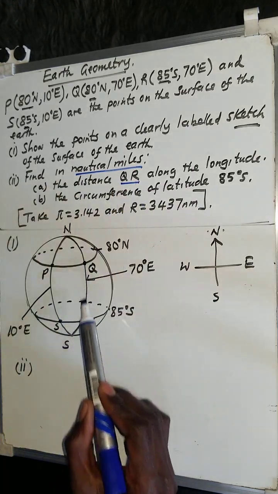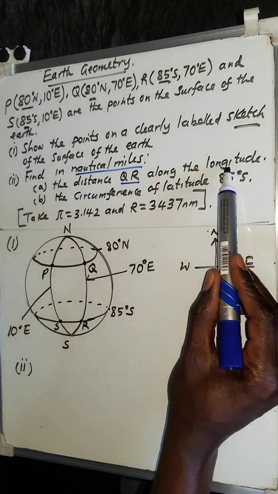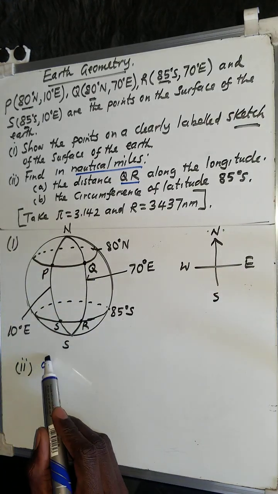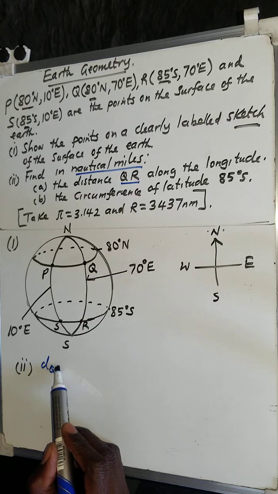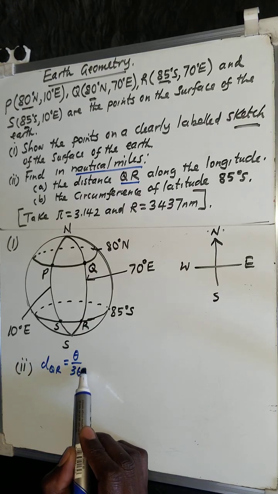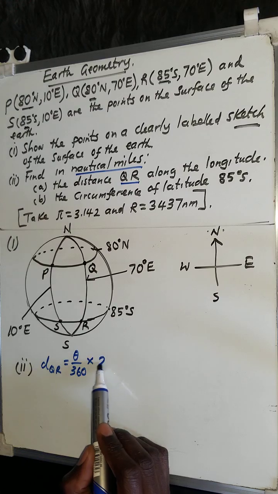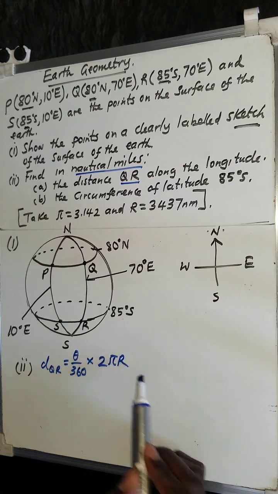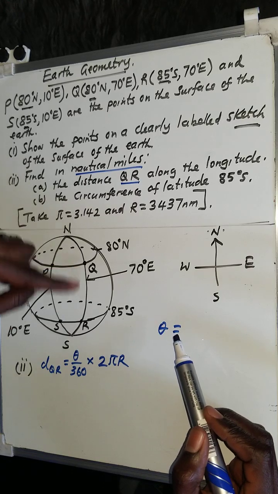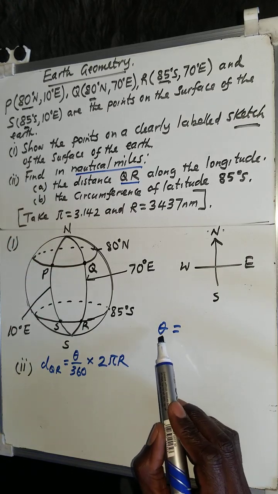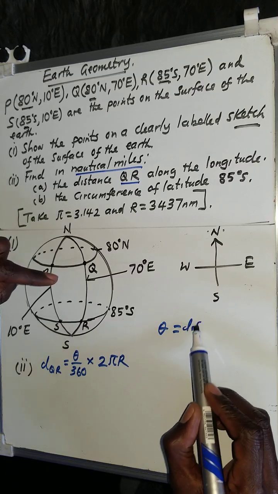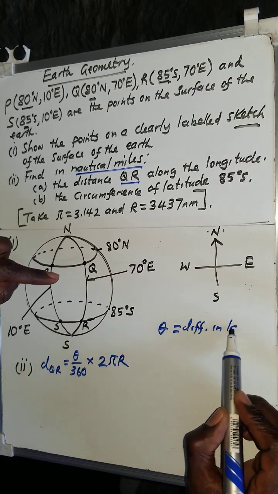So the distance between QR along the longitude. Remember, that is distance along the longitude. So we did say distance along QR is simply given by theta over 360 multiplied by 2 pi, the radius of the earth. Remember, as I've always been emphasizing, when you're calculating distance along the longitude, our theta here is simply representing the difference in latitude.